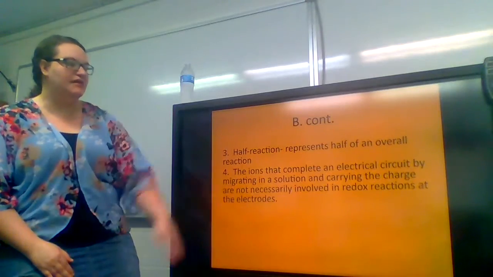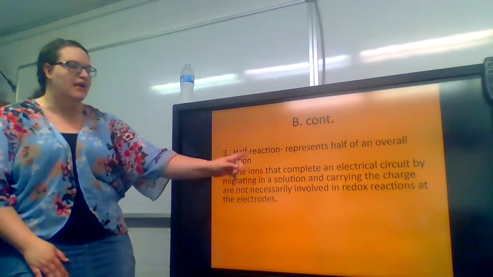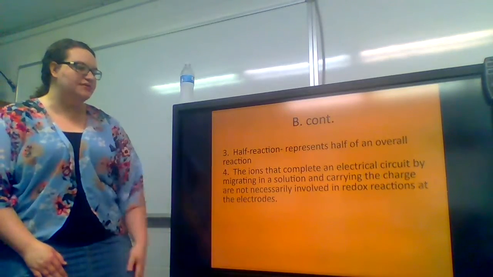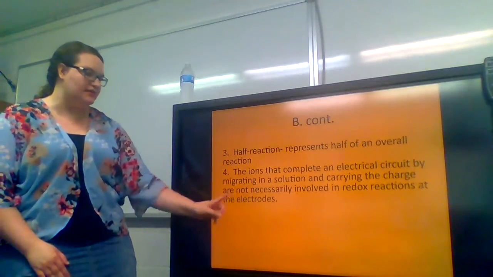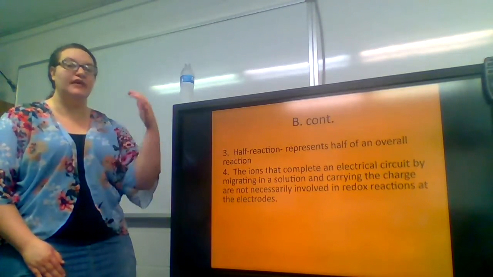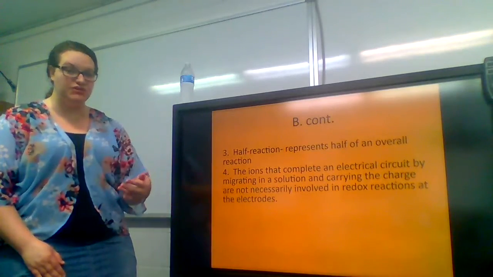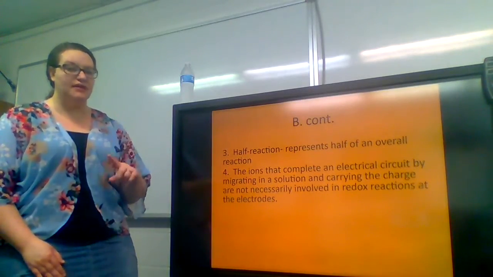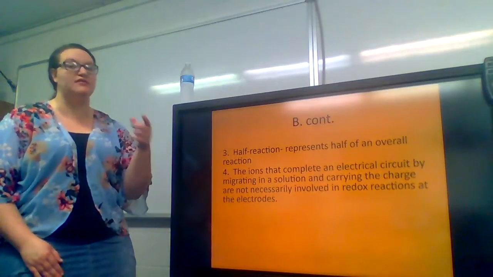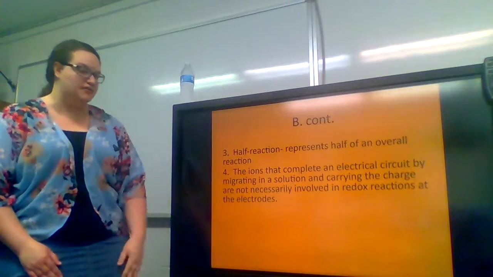The ions that complete an electrical circuit by migrating in a solution and carrying the charge are not necessarily involved in redox reactions at the electrodes, okay? So the ions that carry the electrical current throughout the entire solution are not necessarily the ions that have to start the redox reaction at the anode and cathode, okay? Just something to keep tucked away there.